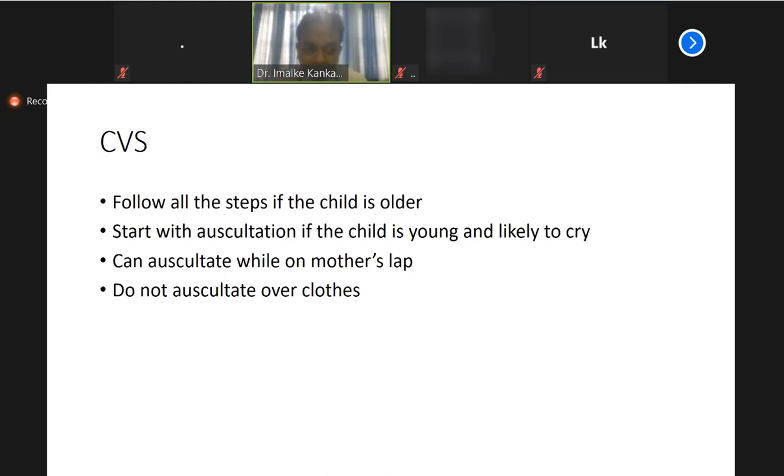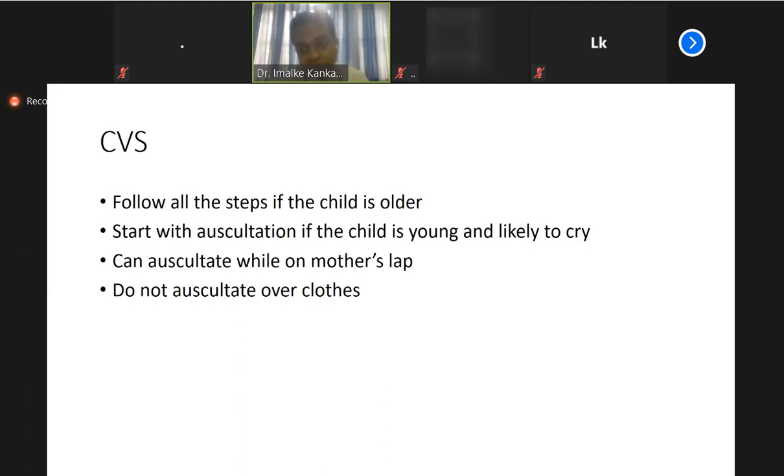You can auscultate while on mother's lap. And if child started to cry, if it is a breastfeeding baby, you can ask with the permission of the examiner, so can I ask mom to give a feed? Of course, yes, because that's the most comfortable thing for children. So they will be happy with that, and you can jolly well listen to the precordium.